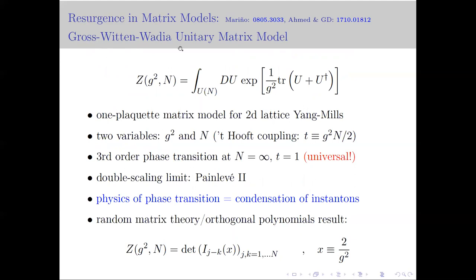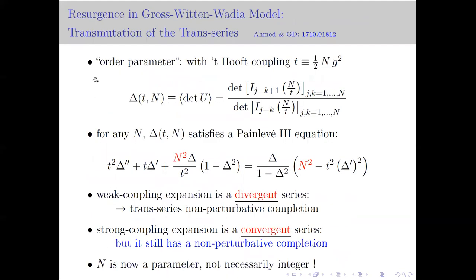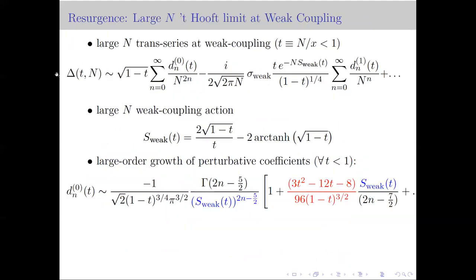This is a famous unitary matrix model, which has a third order phase transition when the 't Hooft coupling takes some finite value. It also has this sort of determinant structure, but now involving Bessel functions instead of hypergeometric functions. And the same story can be described. It's related to another one of these Painlevé equations. And the one thing I would point out is that there's a sort of order parameter that you can expand in terms of this 't Hooft coupling. And n here is now the size of the unitary matrices.